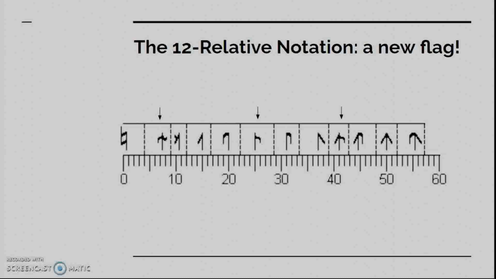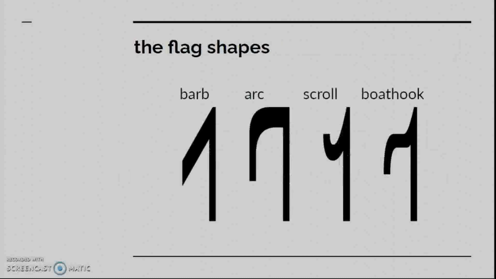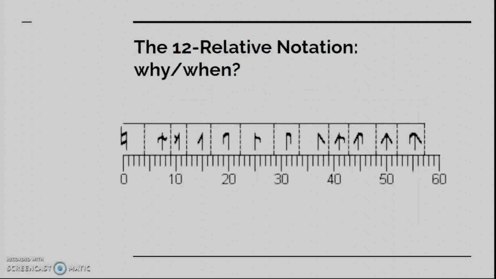This flag is called a boat hook. Let's get a closer look at it. So here's what the boat hook looks like compared with the other flag shapes. It's the curved flag which bends in the middle so that it's both concave and convex. And now we've met every flag shape there is in sagittal, 4 in total, designed to be as easy to distinguish from each other as possible.